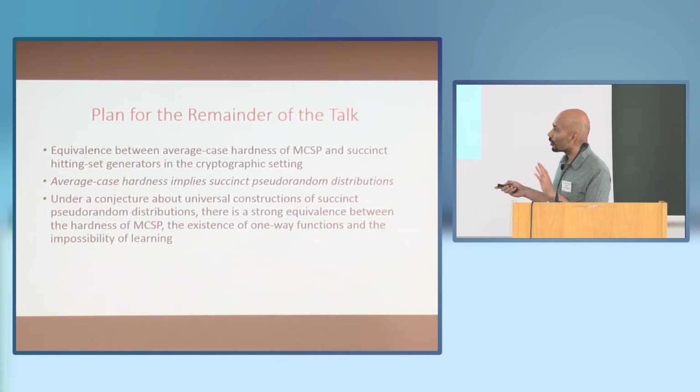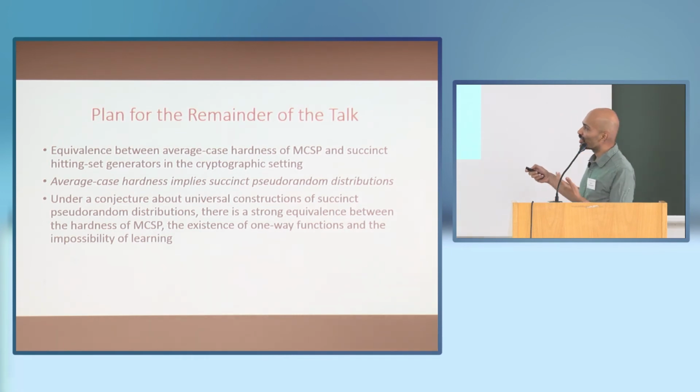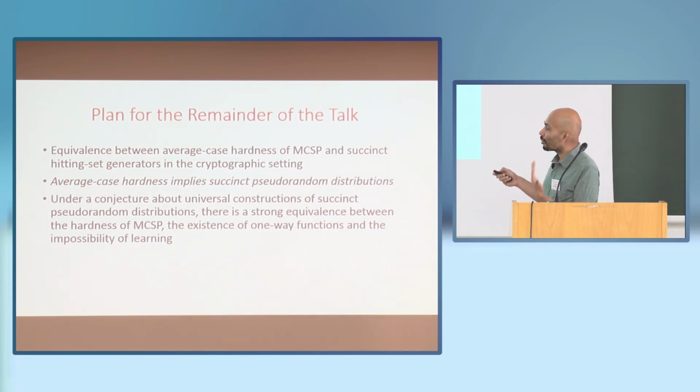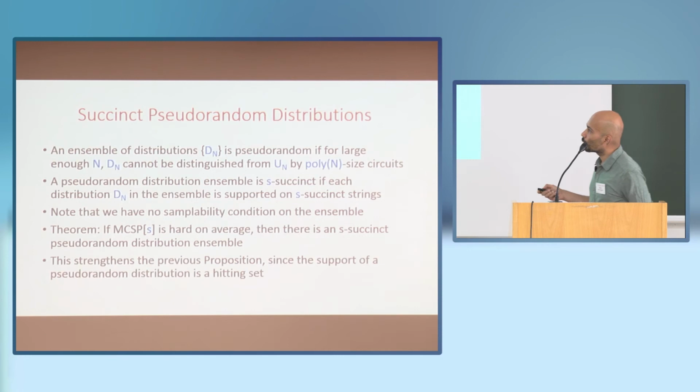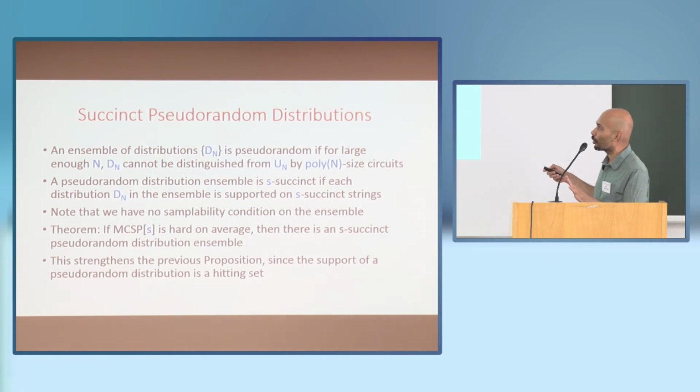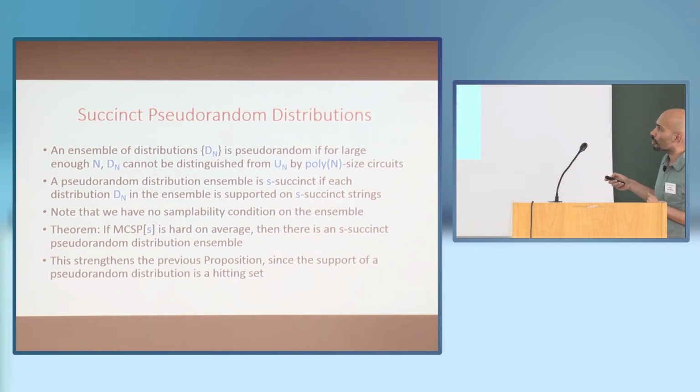So the second implication is, okay, this is going a little way, getting some kinds of hitting set generators, but it's fairly easy to see. Can we get something about pseudo-randomness? That's what we'll do in this next part. So an ensemble of distributions D_n on n-bit strings is pseudo-random if, I'm not going to mention the distinguishing probability here because it's not very important for this part of the talk, this distribution can't be distinguished from uniform by poly(n)-size circuits. That's what a pseudo-random distribution is.